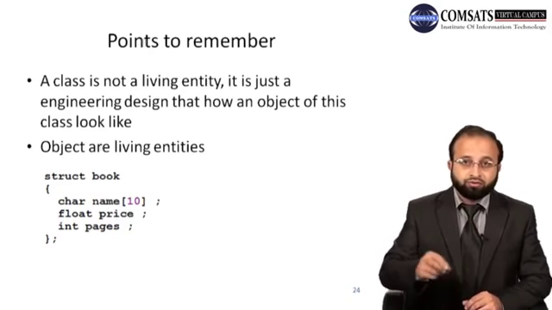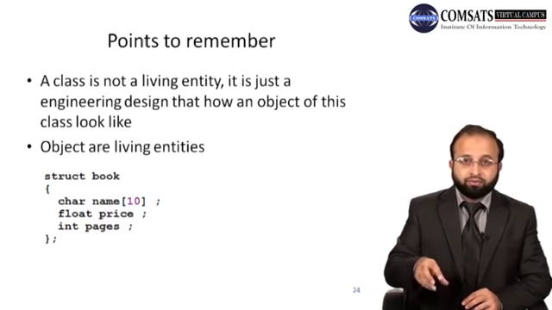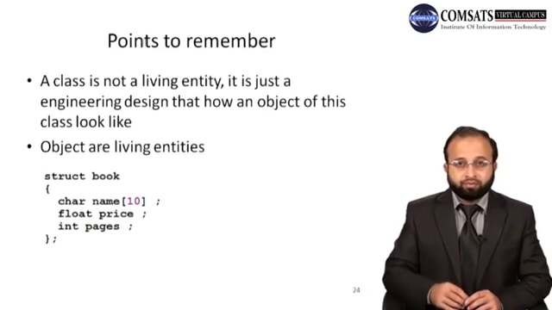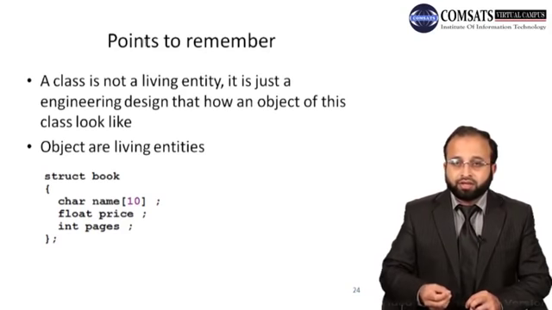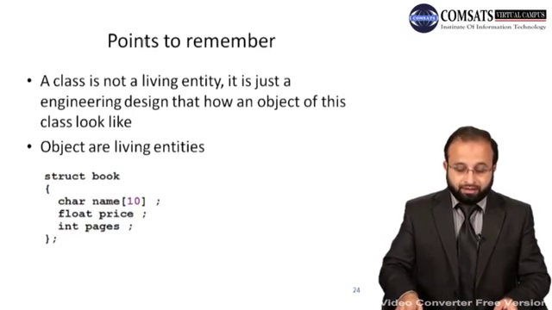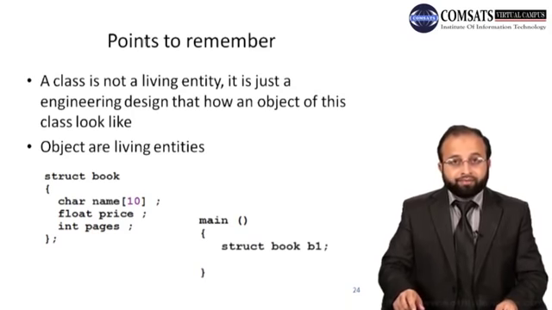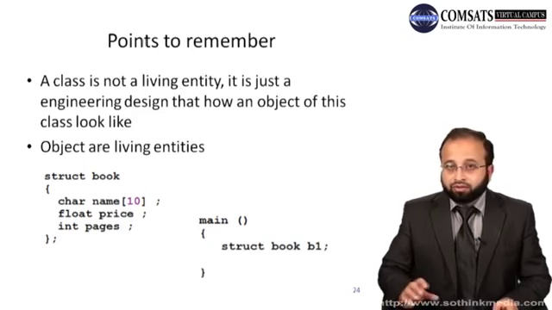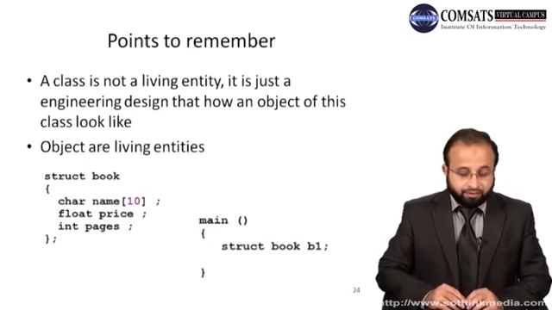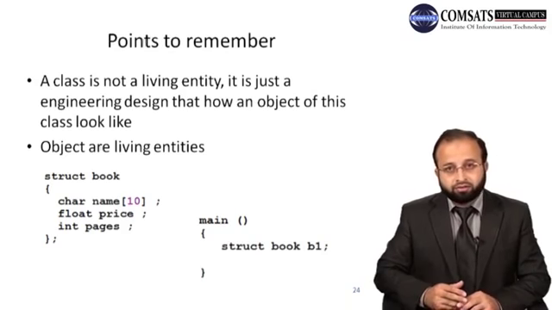So struct book is a user defined class. You define the definition of struct book inside your program, and that is just the definition that tells what happens when a variable of that struct book type is created. For example, you create a variable b1 whose type is struct book, then some space in memory will be allocated for b1, and within that space it has a name that is 10 bytes, price that is 4 bytes, and pages that is also 4 bytes.